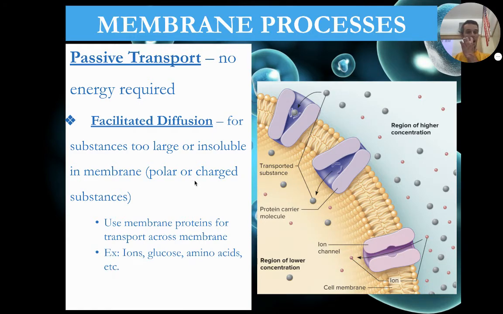Okay, so things like ions, glucose sugars, amino acids, things that have polarity need the protein to help them go from one side to the other. But like I said, it's still down the concentration gradient, going from a high concentration right here to lower concentration, so the movement would be into the cell in this case.